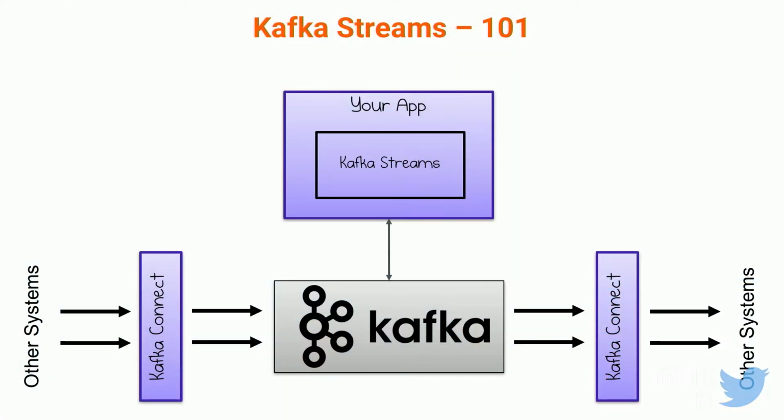So as you know, Kafka has three main components. There are the brokers, so the Kafka cluster, that is the storage layer in the system. And there is Kafka Connect, that is used to import and export data from and to other systems. And then there is Kafka Streams.